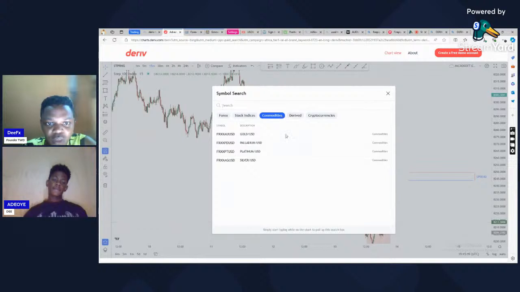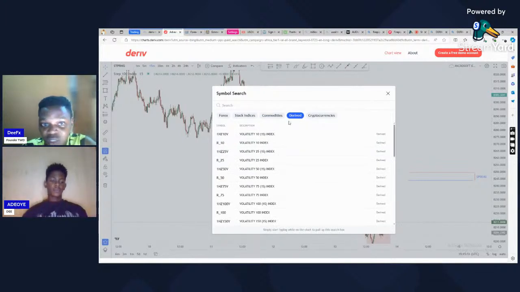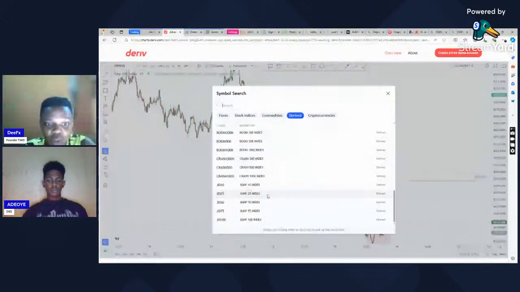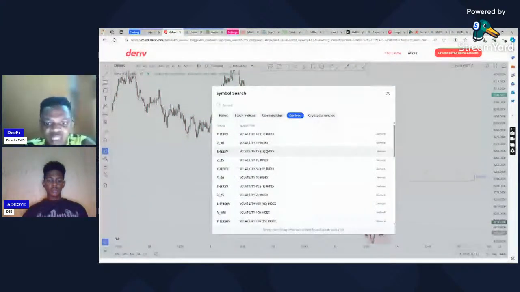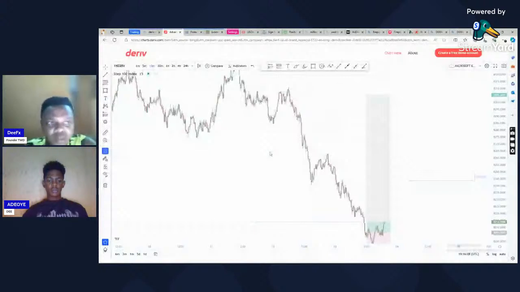If you click on commodities, it's going to show you something else. Make sure you are clicking on Deriv. Then you have volatility 10-1s index, volatility 10 index, volatility 25-1x index, volatility 25 index, and so on and so forth. So when you have all these particular indexes, you go ahead and look out for them basically, and see how you can trade profitably.